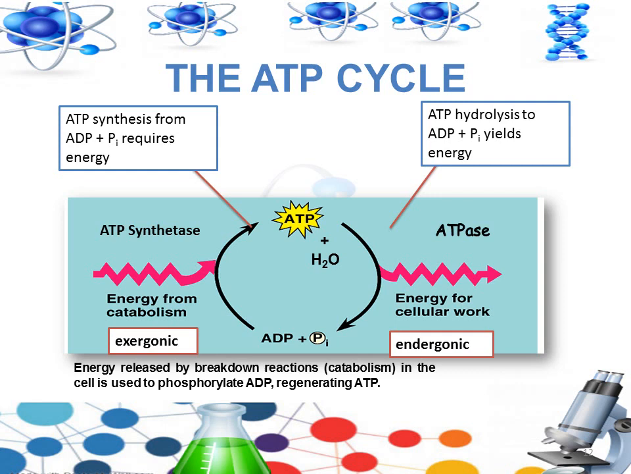And what happens next? For ADP to become ATP, it needs energy from the catabolism process. So this energy from the catabolism process will add a phosphate group to the ADP with the help of the catalyzing enzyme ATP synthetase. So this process requires energy.